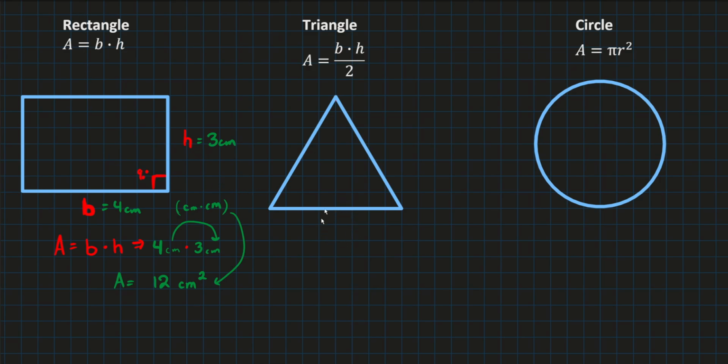Well, the base is pretty easy to spot. It's this horizontal distance, right? Base is the horizontal distance. But which one of these is going to be the height? Is it going to be this one? Is it going to be this one?